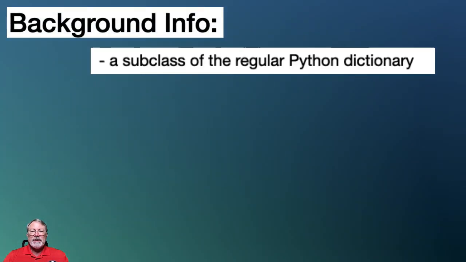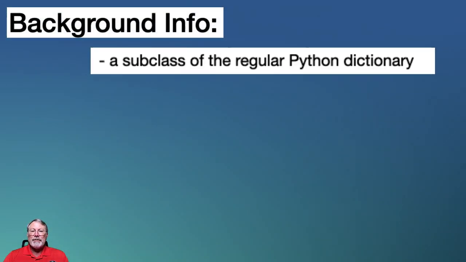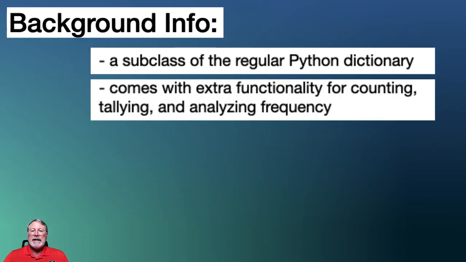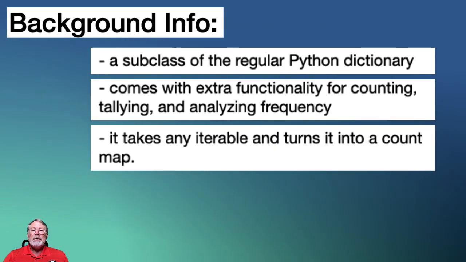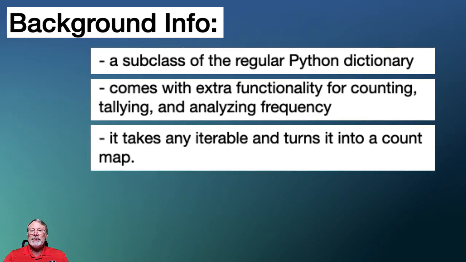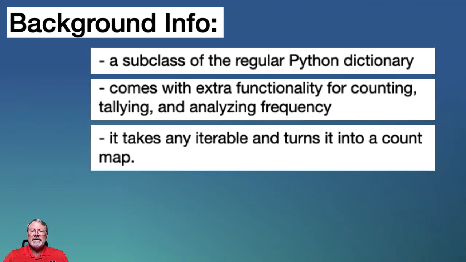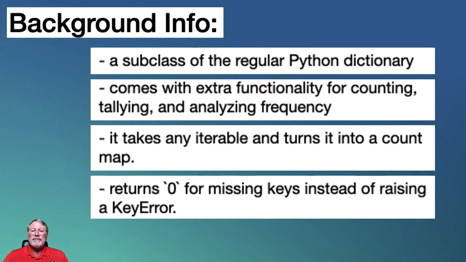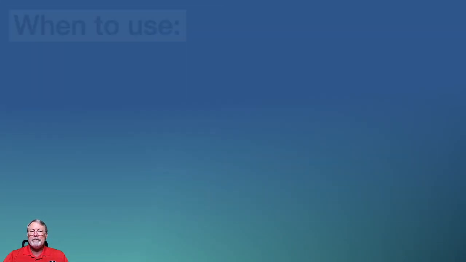Counter is actually a subclass of the regular Python dictionary. The main difference is that it comes with extra functionality for counting, tallying, and analyzing frequency. It takes any iterable, like a list, string, or even a tuple, and turns it into a count map. Under the hood, it behaves a lot like the dict data type, but it returns 0 for missing keys instead of raising a key error.